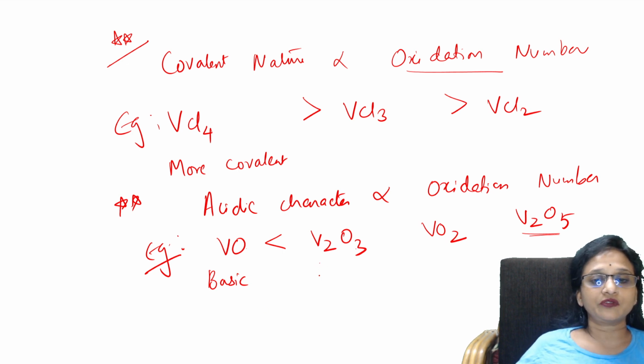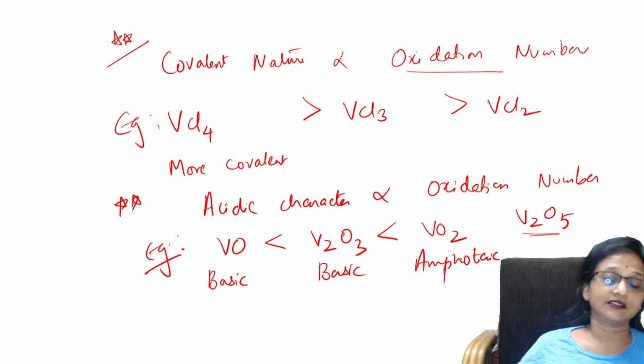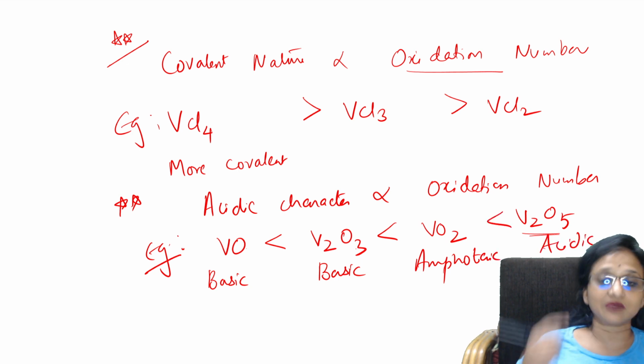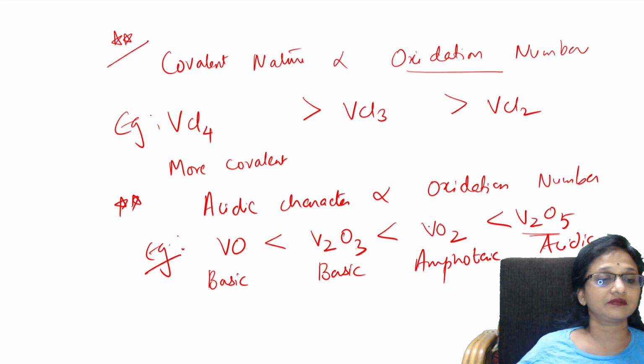Then comes V2O3. This also is basic. Then comes VO2. Oh, this is an amphoteric oxide. Then comes V2O5. This is acidic because its oxidation number is maximum. Right? That is what we have written.